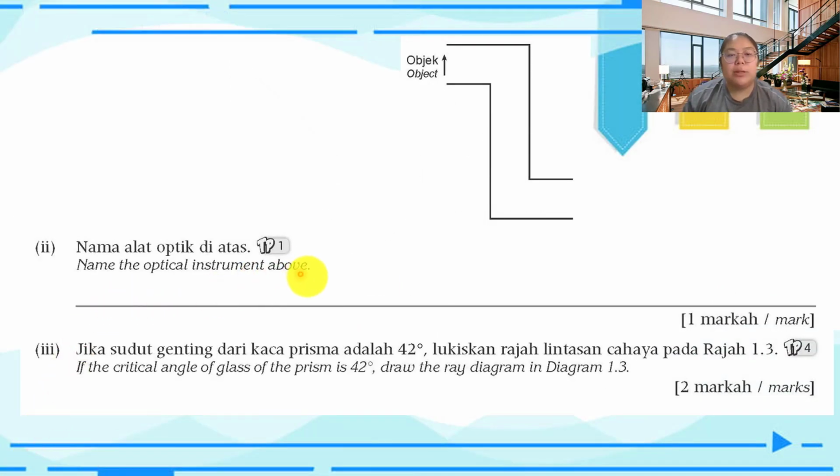Okay, name the optical instrument above. So this optical instrument, we call it a periscope. Now if the critical angle of the glass prism is 42, can you draw the ray diagram? So 42 means it is less than the incident angle. So that means the incident angle for this arrangement must be 45. 45 is already more than 42, which means total internal refraction will happen.